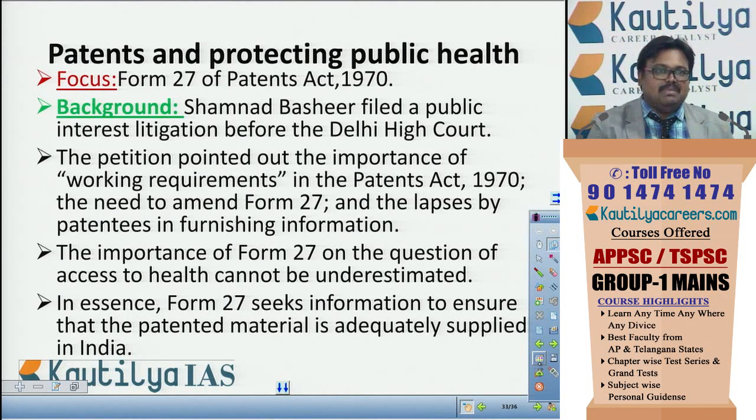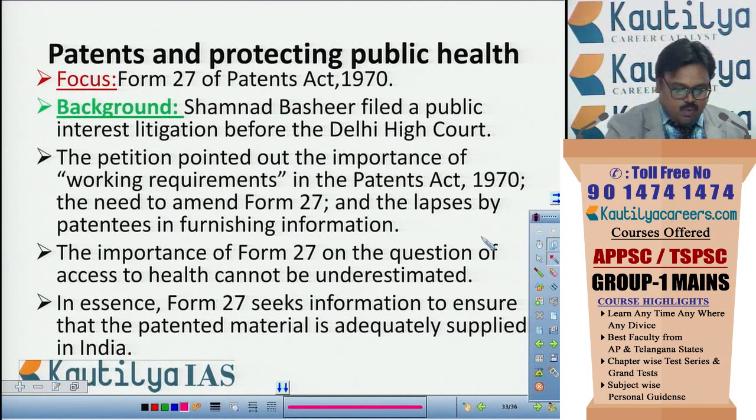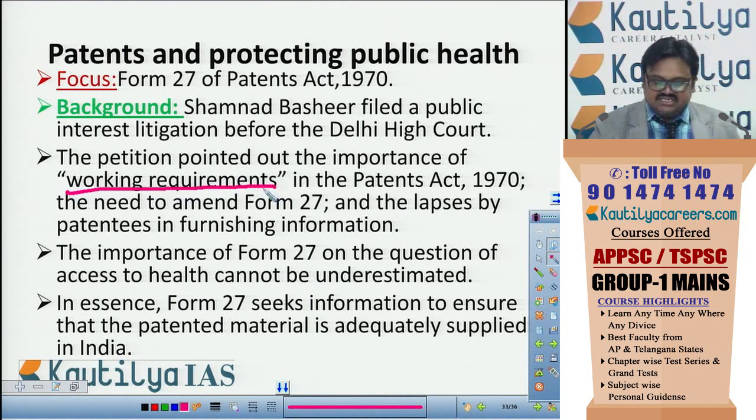Okay, let us look at the background. Shamnad Basheer, who is a professor, has filed a public interest litigation before the Delhi High Court. This petition is very important. It has pointed out the importance of the working requirements in the Patents Act of 1970. We will see later on what the working requirement is.